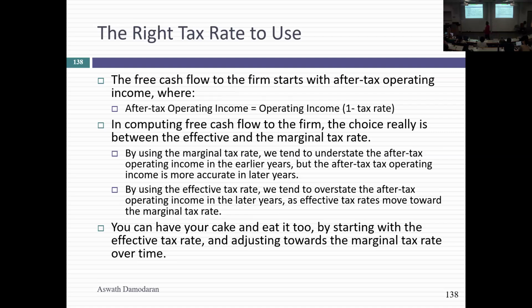So in computing after-tax operating income, there is an argument for using the effective tax rate, at least in the near term. But even there, over time, push your tax rate towards your marginal tax rate. And if you have negative effective tax rates, which can happen because you have two sets of books, just set a zero tax rate. Don't put in a negative tax rate, because then the government is sending you money every year. That's not the way the world usually works.